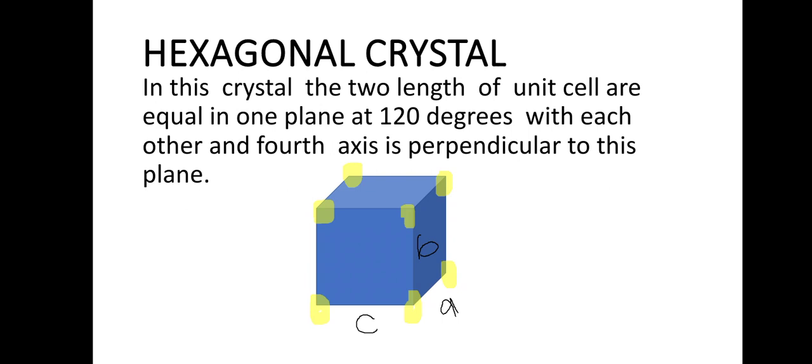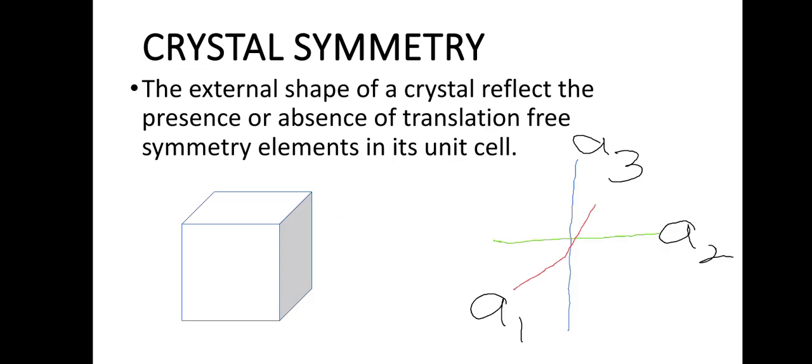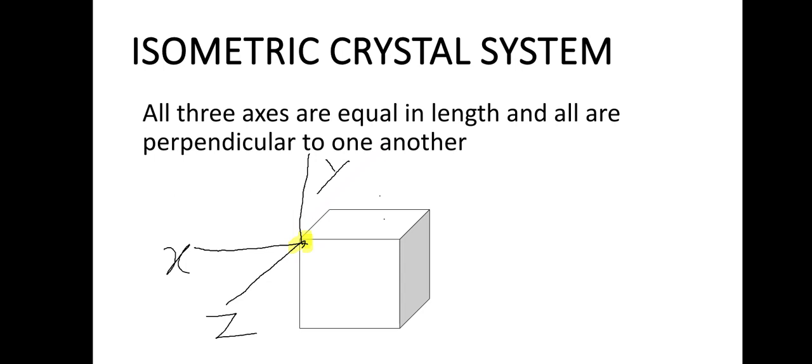Let us recap what we have discussed right now. Crystal symmetry is nothing but similarity or exact correspondence in the crystal. Next one is crystal systems. On the basis of length and direction of the symmetry of the axis, crystal systems are of 7 types. First one is isometric crystal system. In this, all lengths are equal and all angles are perpendicular to one another.